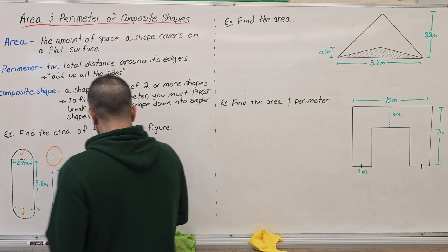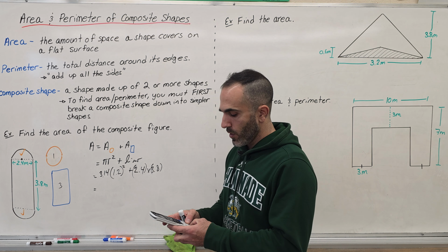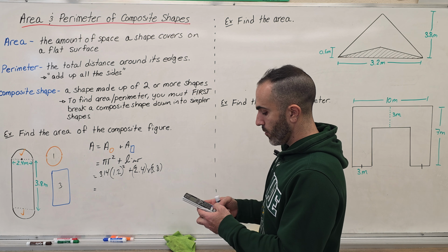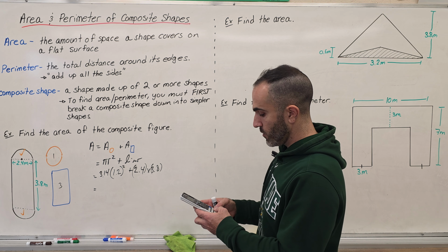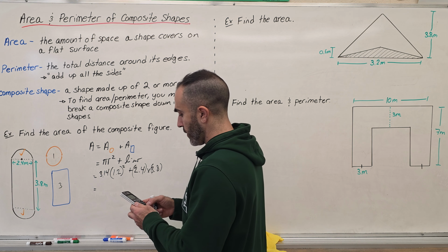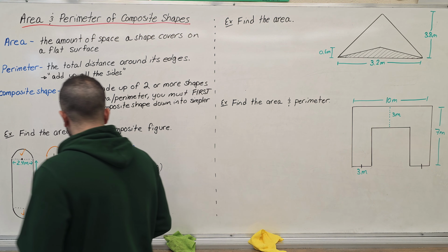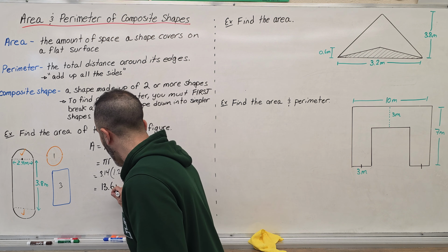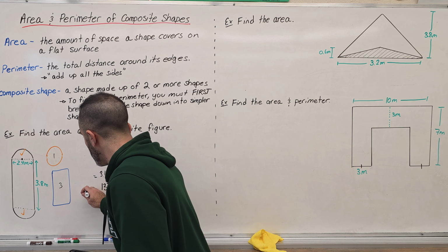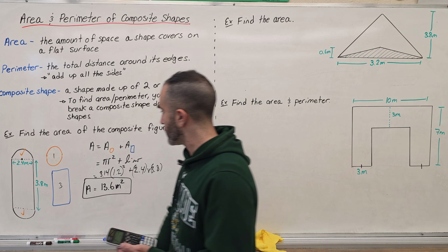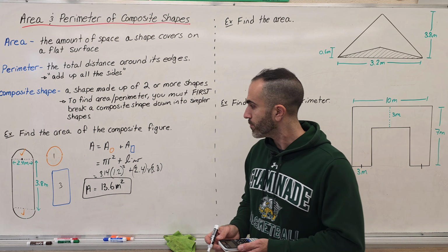So I'm going to go here, and I'm just going to type this into my calculator. 3.14 times 1.2 squared plus 2.4 times 3.8 equals 13.6. 13.6. I'm finding area, so I have to do meters squared. I put area on one side, I box my answer, and I'm done.